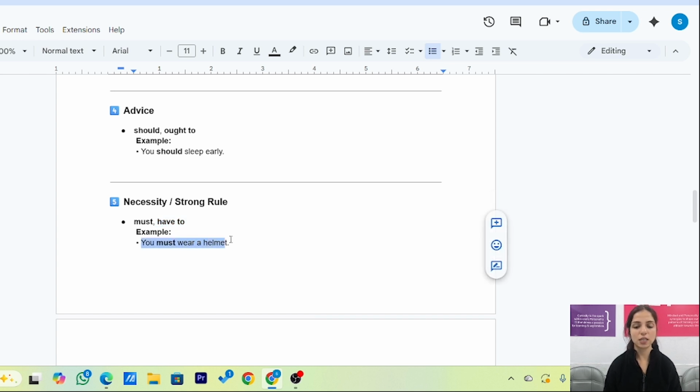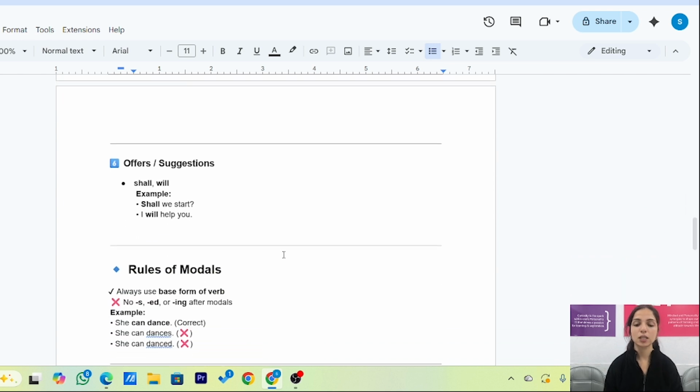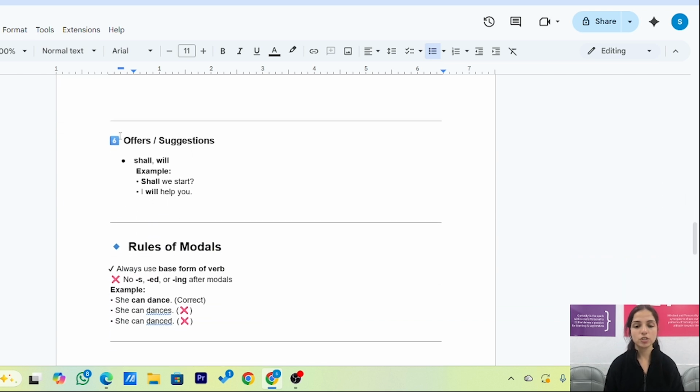You can see the example. You must wear a helmet. आपको helmet पहनना ही चाहिए. इसमें कोई option नहीं है. It is a necessity.